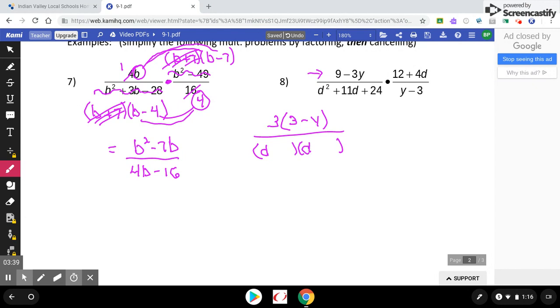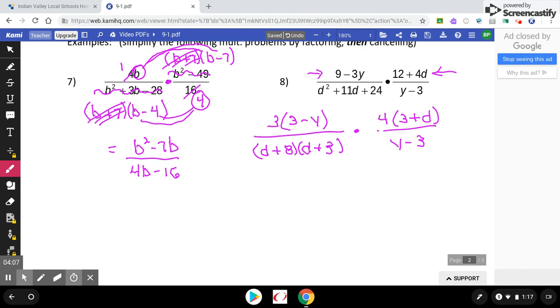D and D, nothing but plus signs in the problem. If I go with 8 times 3 is 24, that is going to get me that 11D that's in the middle times. This guy has a GCF as well. Hopefully you notice that. GCF of 4. Would leave this. In the bottom right corner, finally, this one does not factor. No GCF, no y squared. Nothing I can do with that.